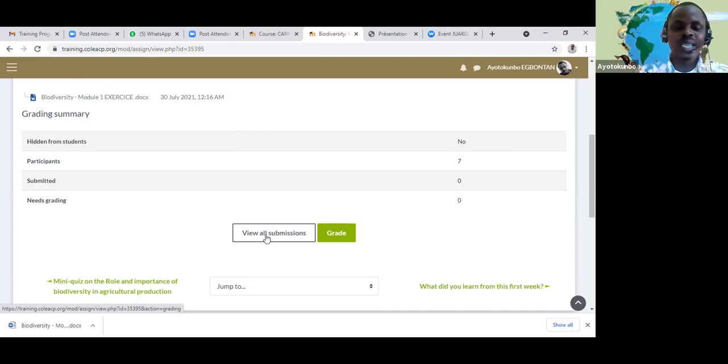So once you click on add submission, you are good to go. Just click on it, download it, and you are able to fill in. Once you answer the questions, just click on add submission and you'll be able to do so. It will not take you more than maximally 30 minutes and you are good to go. All right, thank you very much.